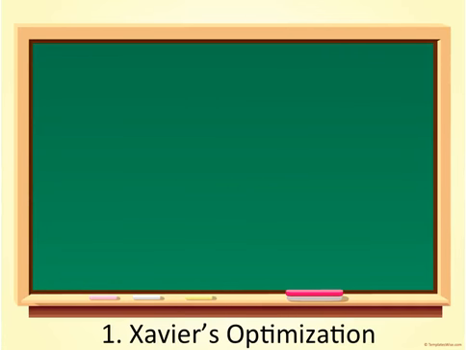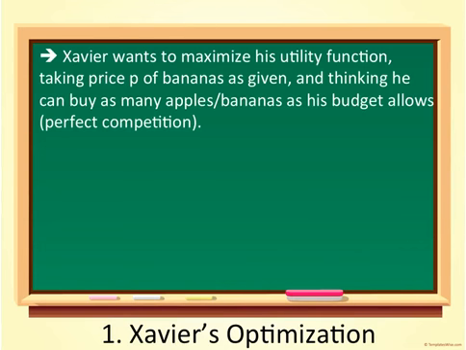Okay, let's now talk about Xavier's optimization problem in this framework. Okay, so Xavier, what does he want to do? He wants to maximize his utility function, taking the price P of bananas as given, and he thinks that he can buy as many apples or bananas as his budget allows at the stipulated price. All right, so what we're assuming is perfect competition. Xavier doesn't care how many bananas and apples there are in the economy. It's not like he knows, oh, wait a minute, there's actually only 8 bananas, so I can't buy more than that. No, given what the price is, Xavier just assumes I can buy as many bananas at price P as I want, with the only constraint being my budget.